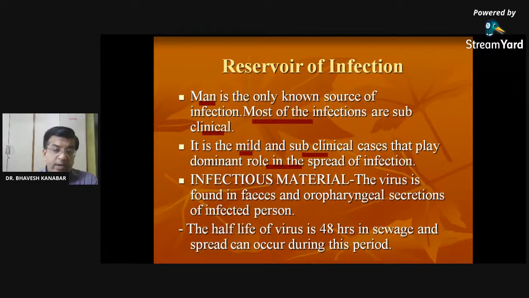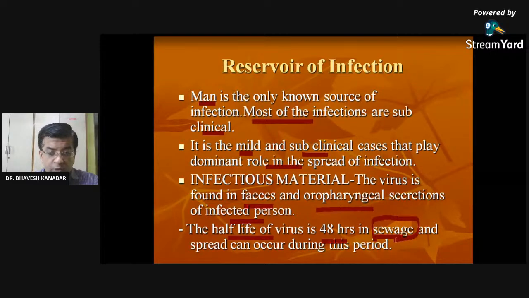Infective material is the virus. It is found in feces and oropharyngeal secretion of the infected person. So if any person comes in contact with the feces or oropharyngeal secretion of a person who is suffering from polio, then the virus can be transmitted to that healthy person also. The half-life of the virus is 48 hours in sewage. Sewage is what? That is drainage water, which has already been used.